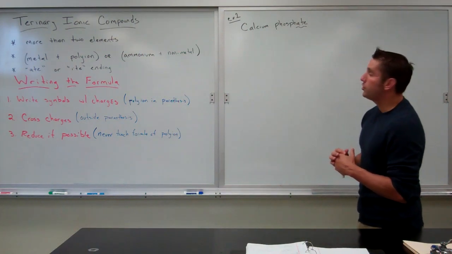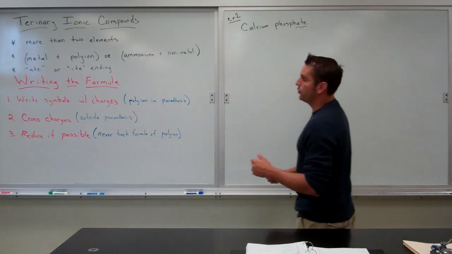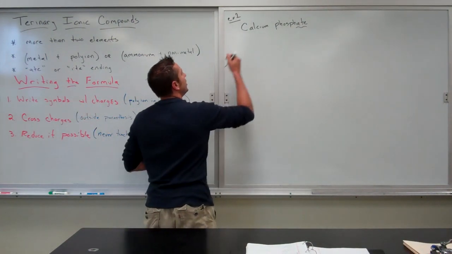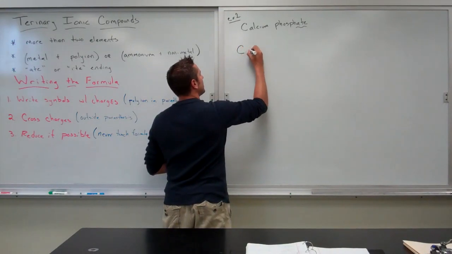So, if we push on into writing the formula for this, the first thing we'll do is write our symbols with charges for what we have up here. So calcium symbol is Ca.